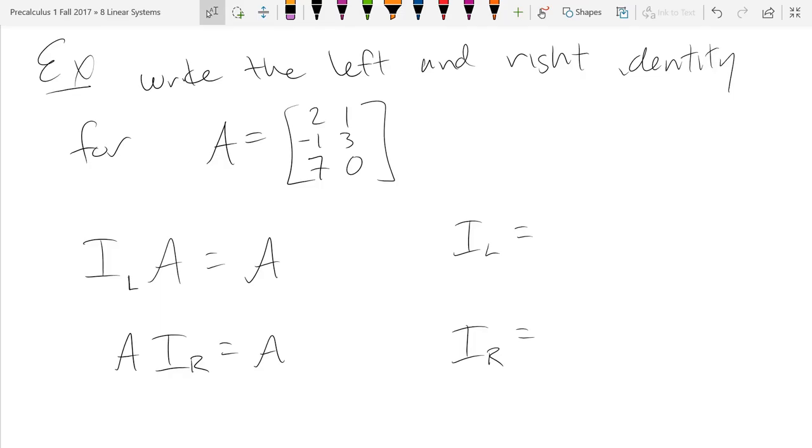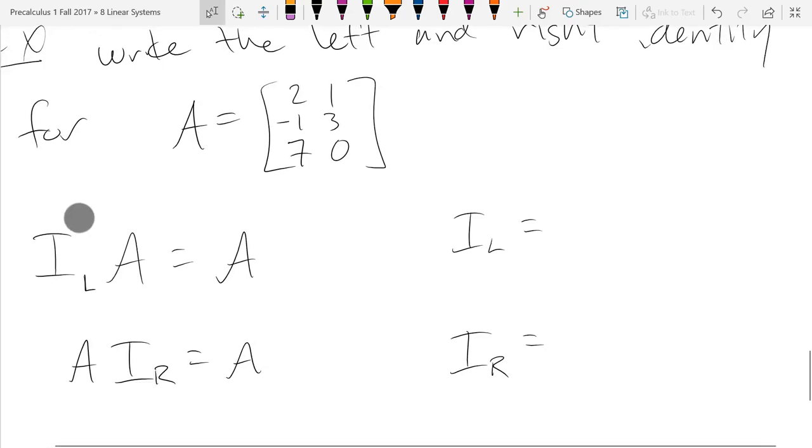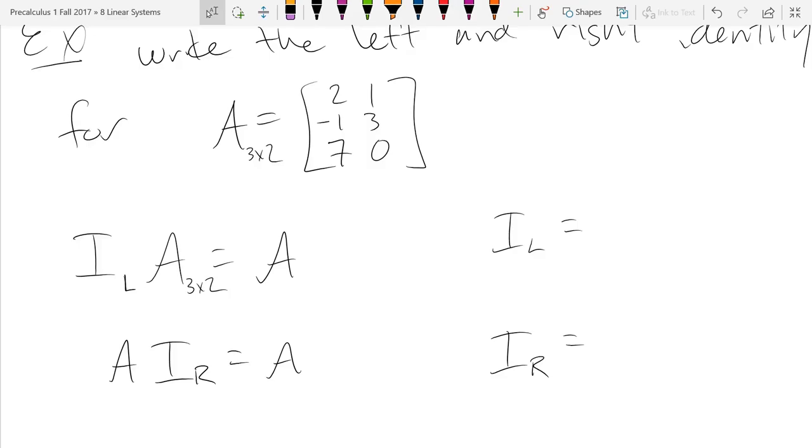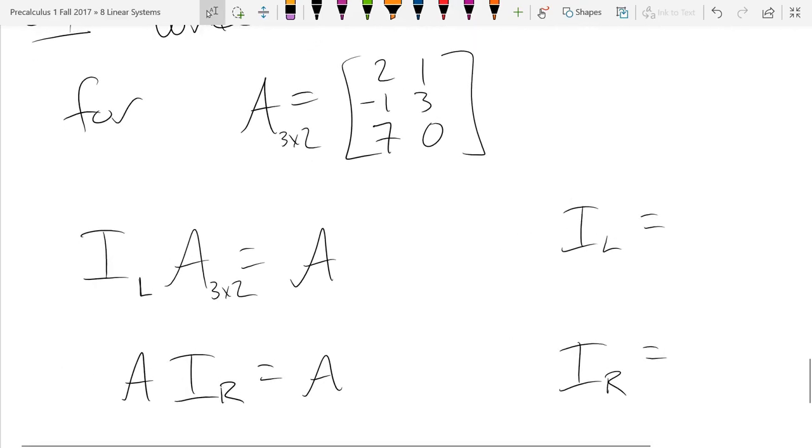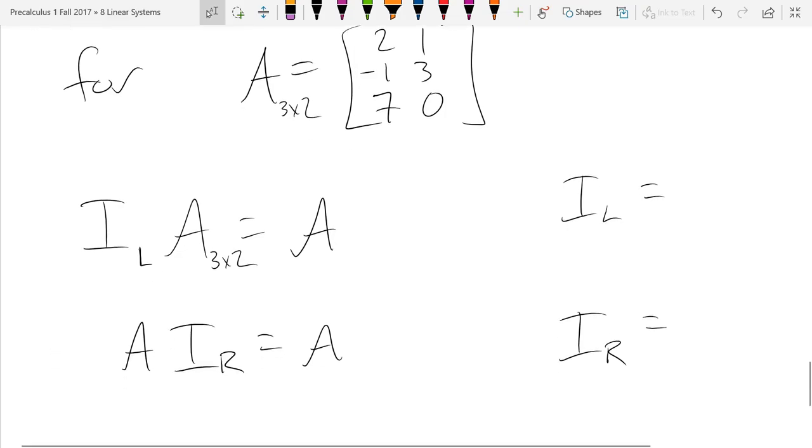So let's get the dimensions correct. If I'm going to multiply A on the left side, what dimensions do I have to have? So A is 3 rows, 2 columns. What dimensions does the left identity have to have? No, so identity is always square, so it's either 2 by 2 or 3 by 3. One of the matrices will be 2 by 2, and the other one will be 3 by 3. It's going to be 3 by 3.